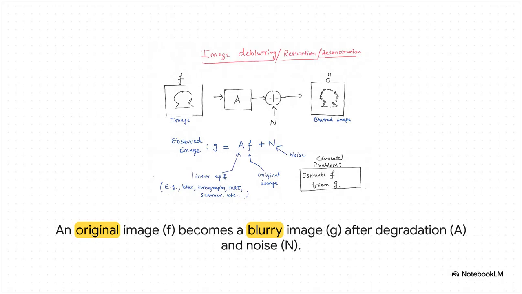Okay, so here's the heart of the problem. You start with a perfect image. Let's call it F. It passes through some kind of system A. That could be your camera lens, the atmosphere, anything that causes blur. Then a little bit of random noise, N, gets added into the mix. And what you're left with is G, the blurry image you actually see. Now here's the thing. We have G, the final product, but what we really want is to find F, the original. This whole process of working backward, from the effect to the cause, has a special name. It's called an inverse problem.